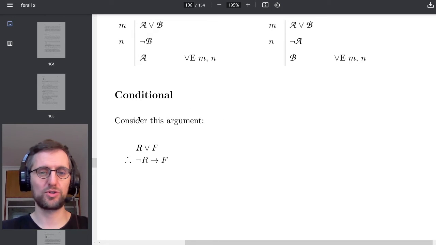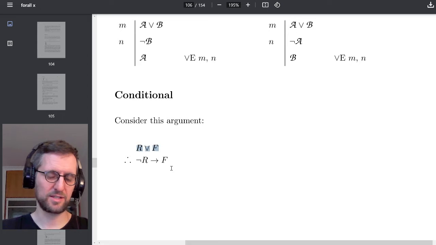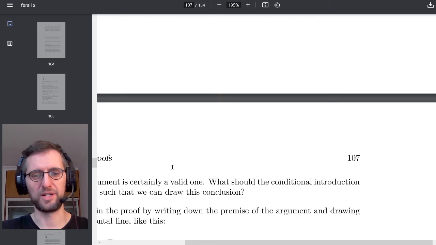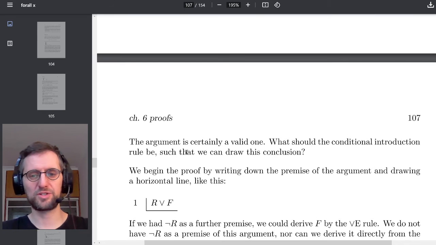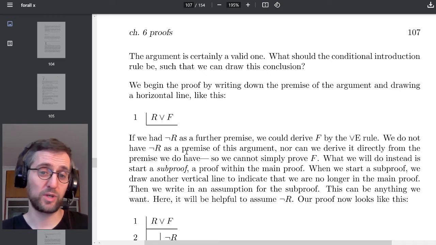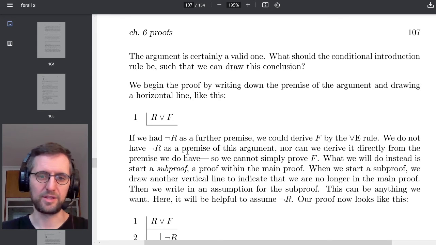So, okay, let's go to the conditional. So now we have an argument that R or F, and from that follows that if not R, then F. Yeah, that makes sense, because if this sentence is true and not R is given, then we need to conclude that there's F. So let's read on. So the argument is certainly a valid one. What should the conditional introduction rule be such that we can draw this conclusion? We begin the proof by writing down the premise of the argument and drawing a horizontal line like this.